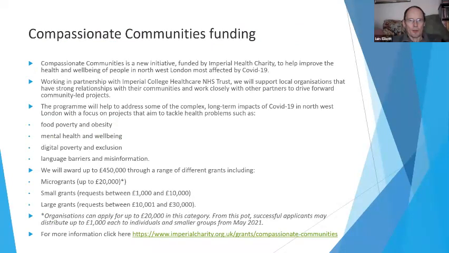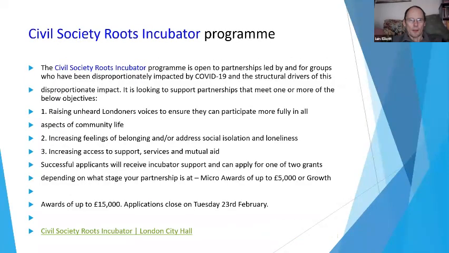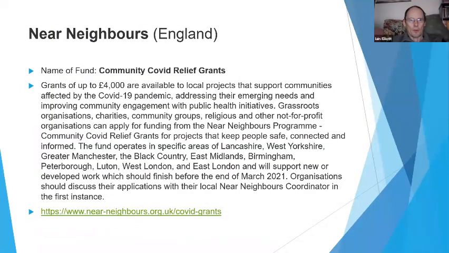Compassionate Communities, a new initiative funded by Imperial Health Charity. They're looking at things like food poverty and obesity, mental health and wellbeing, digital poverty exclusion, language barriers and misinformation. And you can apply for micro grants up to £1,000, small grants between £1,000 and £10,000, and large grants between £10,001 and £30,000. So that one's closed.